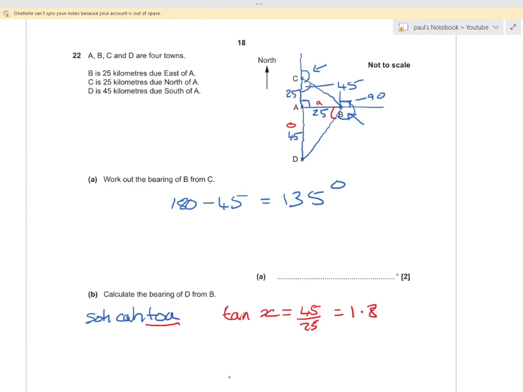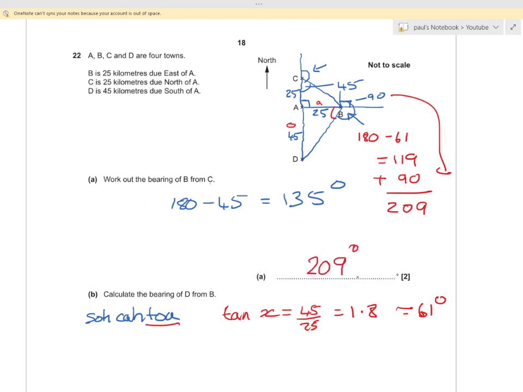So shift tan 1.8, which is 60, but they call it 61 degrees. So now the bearing: this bit here is 180 minus 61, which equals 119. So the bearing there is 119 plus 90, which equals 209. That's a complicated question there. So the angle there is 209 degrees.